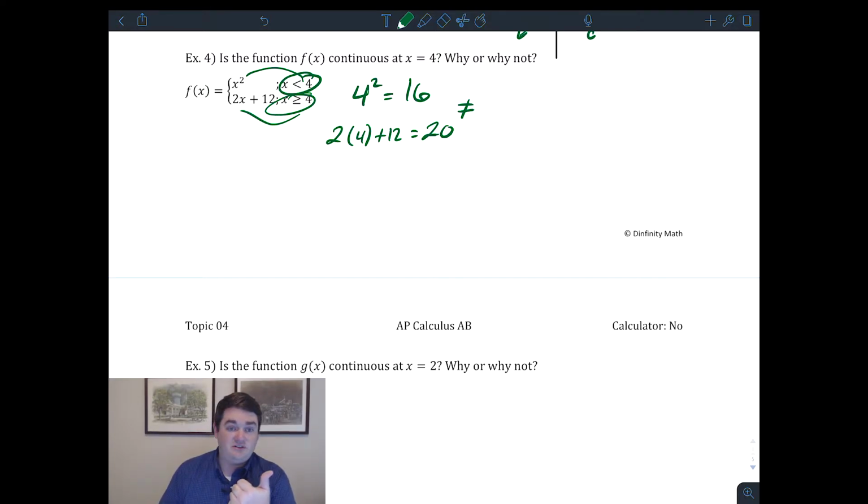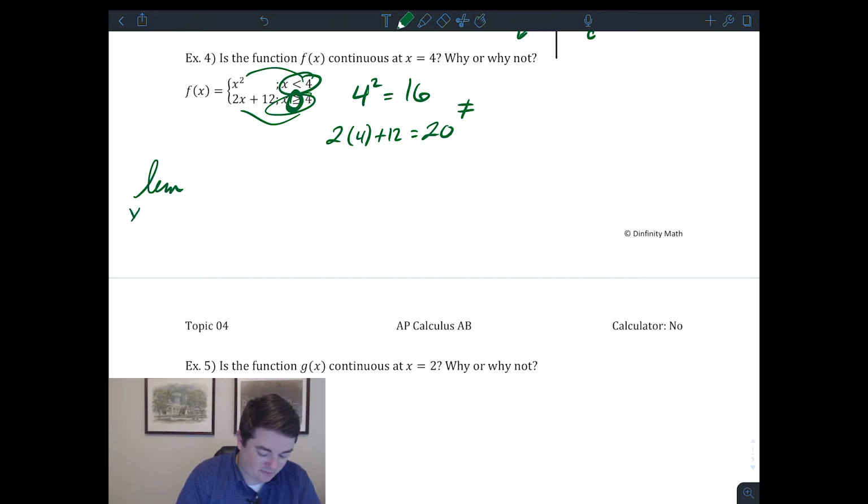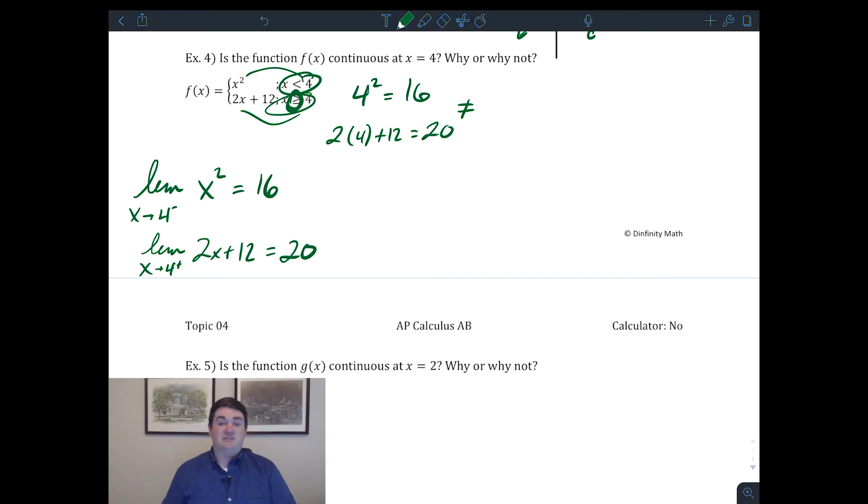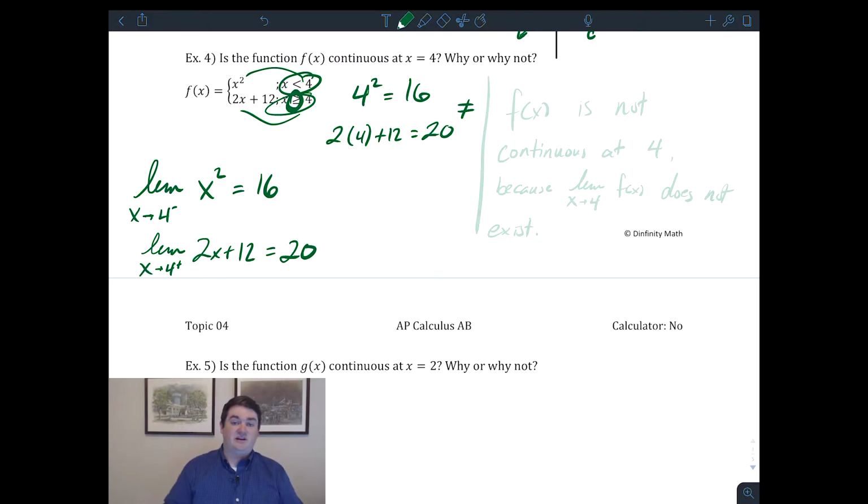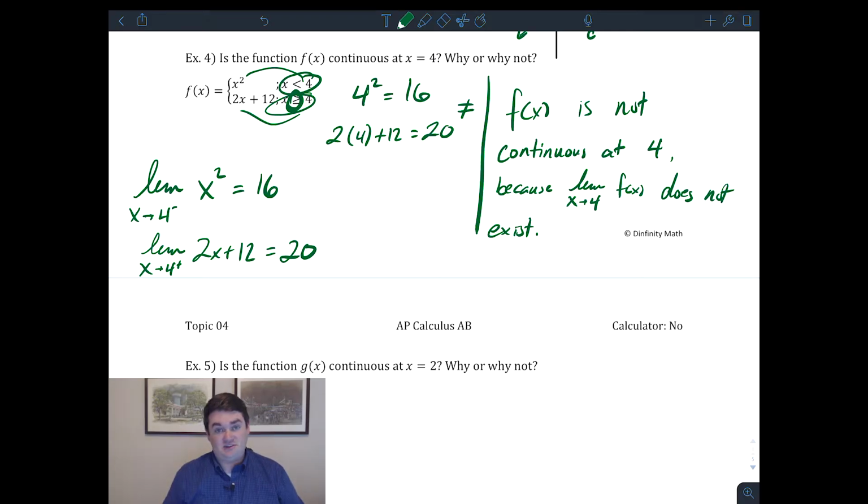Does the function exist? Yeah, it does. I can see I've got an or equal to right here. Does the limit exist? That's where this falls apart. Because when I plugged 4 into x squared, what was I doing? I was actually finding the left-hand limit. So the limit as x approaches 4 from the left of x squared equals 16, whereas the limit as x approaches 4 from the right of 2x plus 12 equals 20. Because the limit from the left and the limit from the right don't equal each other, the limit does not exist. And so this is not continuous because the limit does not exist at 4.